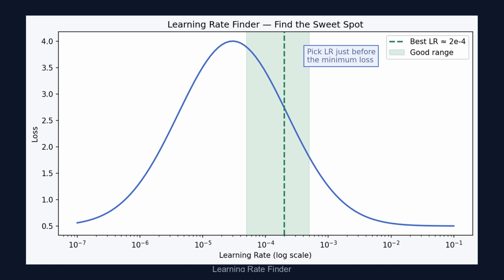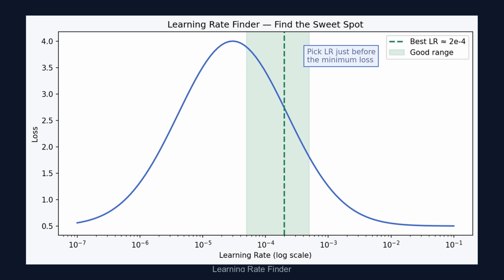The graph showcases how the loss changes in relation to various learning rates, plotted on a logarithmic scale. Notice the curve where the loss decreases initially, but then starts to rise sharply. Your focus should be on the highlighted area, which indicates the optimal learning rate range. Specifically, you're looking for the best learning rate, roughly around 2e-4, which is just before the loss reaches its minimum. Selecting a learning rate within this optimal range can significantly enhance your model's convergence speed and overall performance.